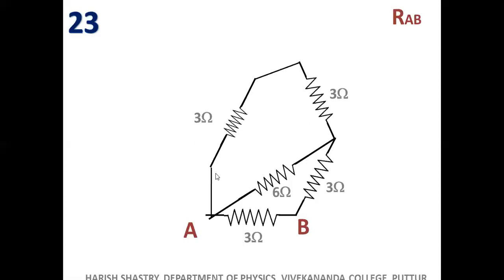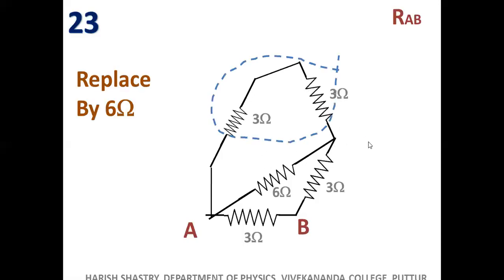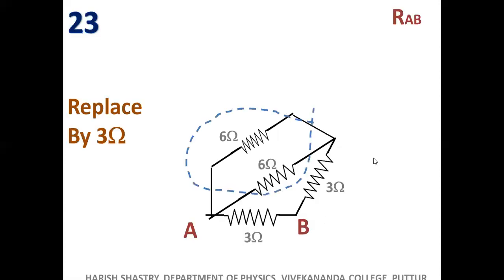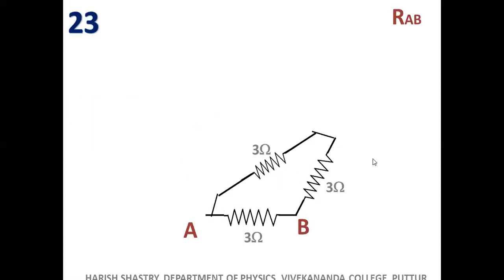3 plus 3, 6. Where you will replace this 3 plus 3, 6? You have to replace it parallel to this 6. Yes, 6 ohm. This 6 and this 6 are in parallel now. This 6 parallel 6, 6 by 2, that is 3. Where you will replace it? Here. And here, see, nowhere we have lost A and B. Yes, I will replace this 6 parallel 6 by 3 ohm.